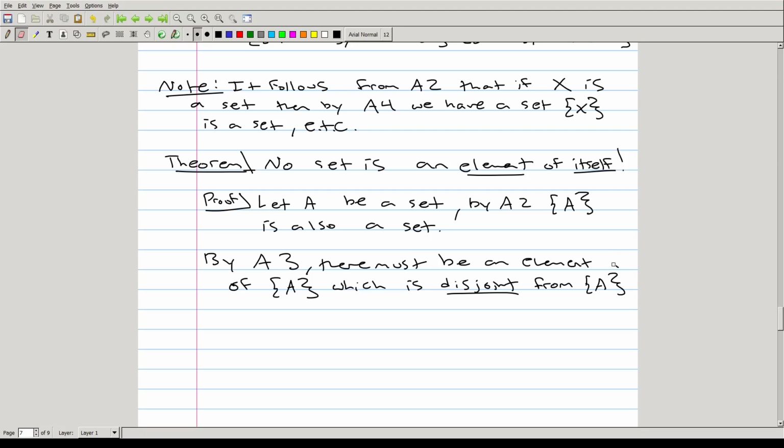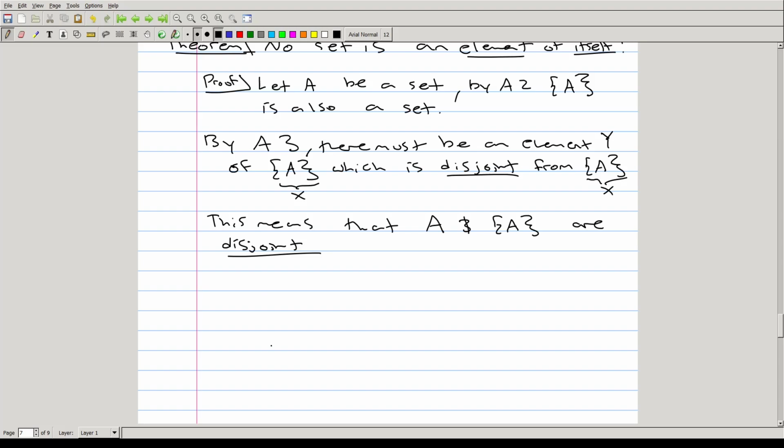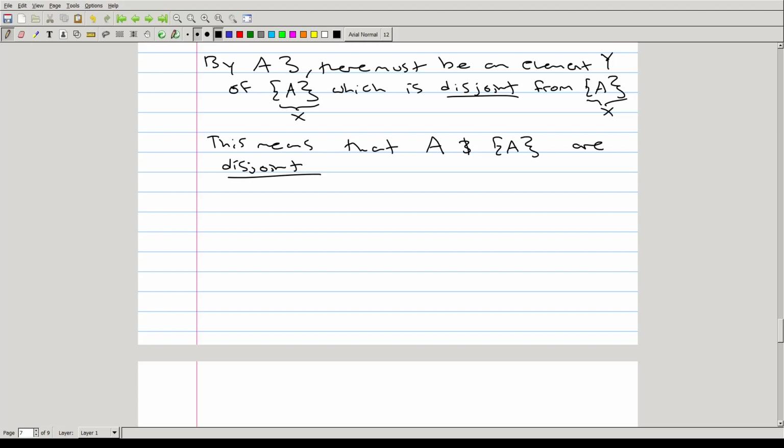Oh, I guess I'll probably call this Y instead. This is our set X from the axiom. Since the only element of the set containing A is A itself, this means that the set A and the set containing A are disjoint, because A is the only element of the set containing A. And that means this is a direct proof then of the fact that no set is an element of itself. Because this is implying that A and the set containing A have no common elements.